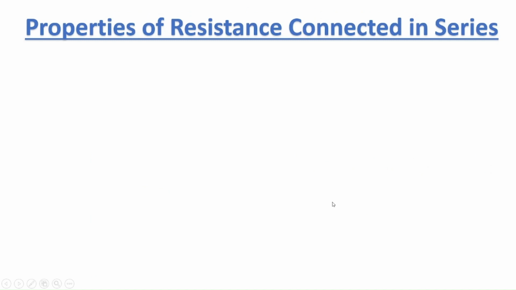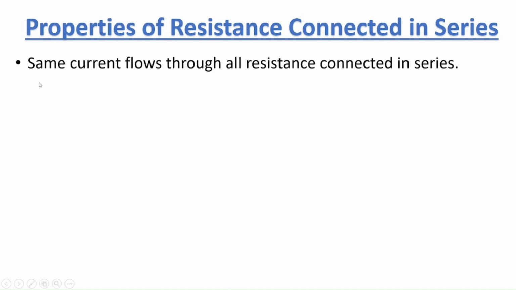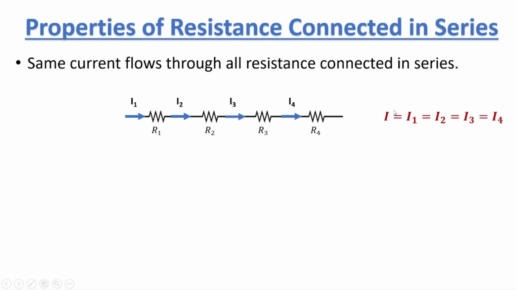Now let me come to the second part of the series resistance combination: the properties of resistance when they're connected in series. Let us discuss the properties. The same current flows through all the resistances connected in series. Whenever resistances are in series connection, the value of current will be the same throughout the branch. So if four resistances are connected like this, and I'm assuming these are the current values in each resistive element, then if they are in series, it is confirmed that all the current values here will be equal to some one value I.